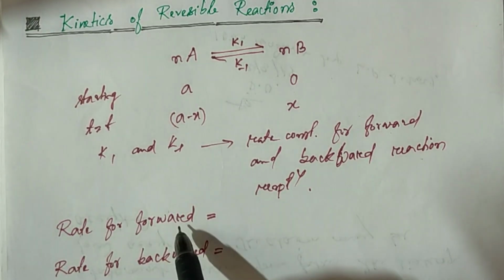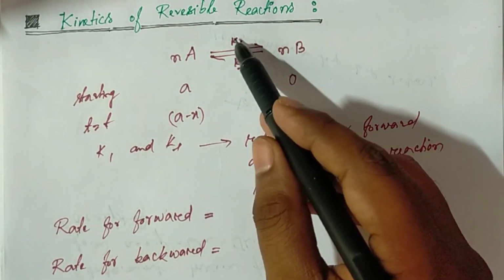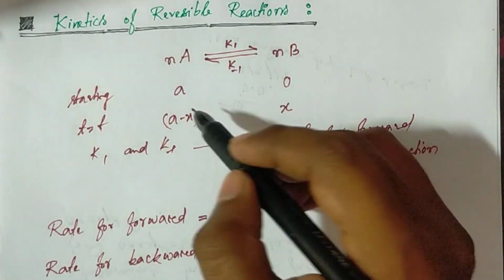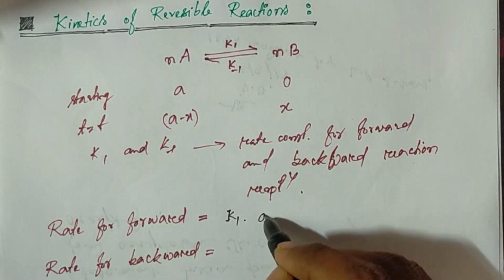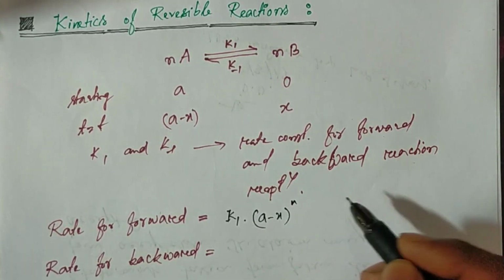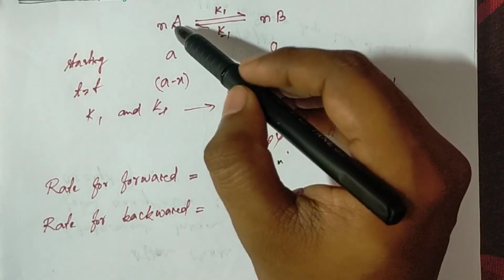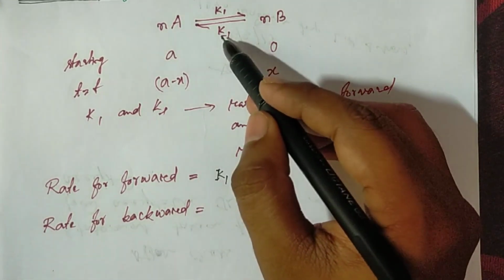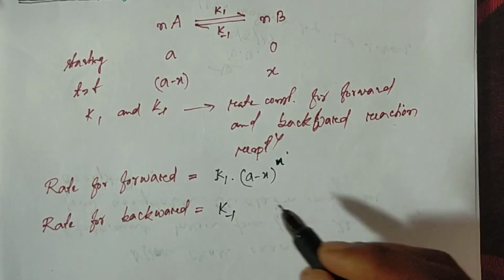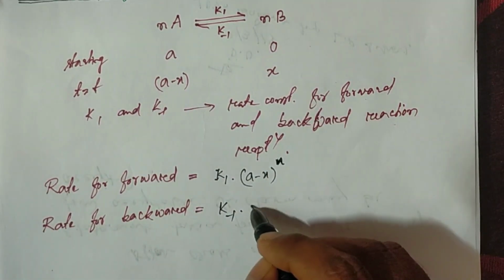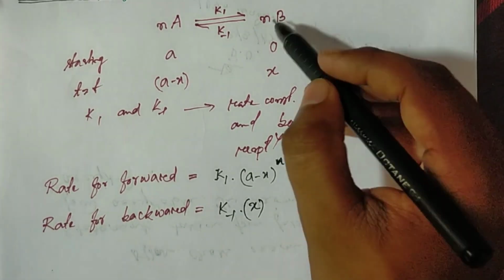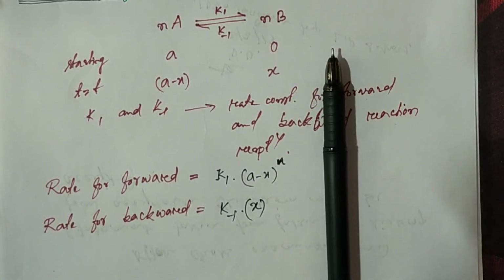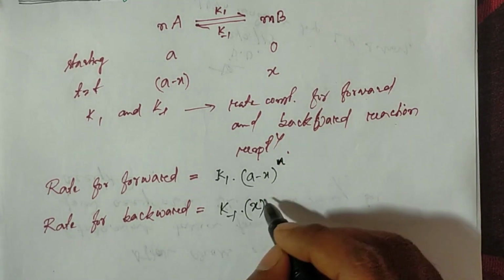So we can write the rate of the forward reaction is equal to the rate constant k1 for the forward reaction multiplied by the concentration of reactant, a minus x. As the number of reactant molecules is n, you have to write here n. And for the backward reaction, you write the rate constant for the backward reaction multiplied by x at time t, and as the number of product molecules is m, it will be x to the power m.